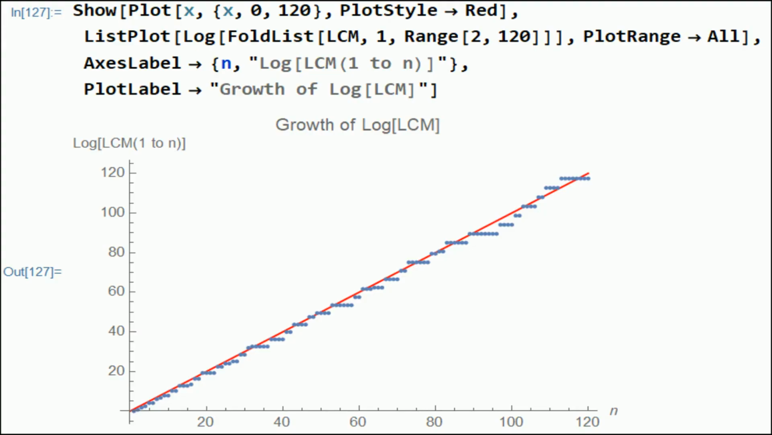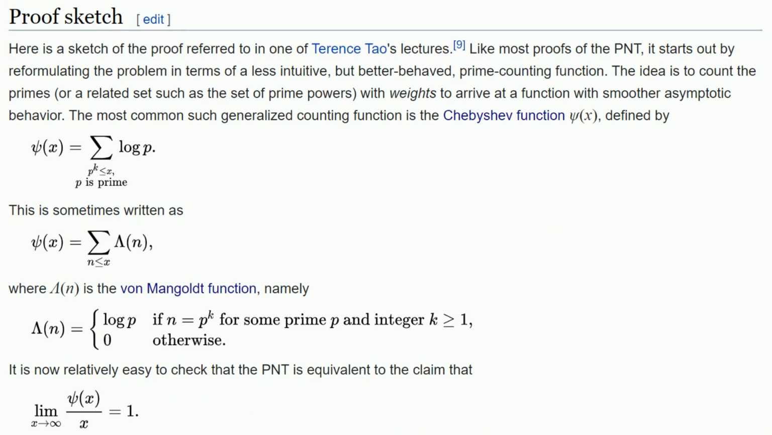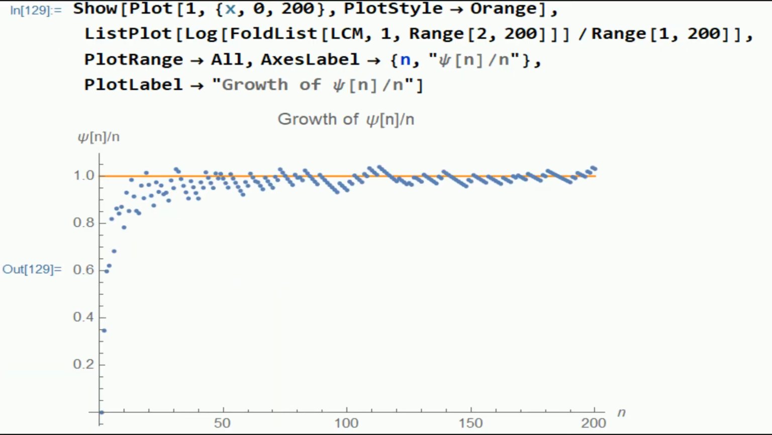Here's a graph of psi of x. It is very close to y equals x. If we zoom out more, psi of x and x become nearly indistinguishable for large values. It can be shown that the prime number theorem is equivalent to showing that the limit as x goes to infinity of the ratio psi of x divided by x equals 1. Here's a graph of that ratio.